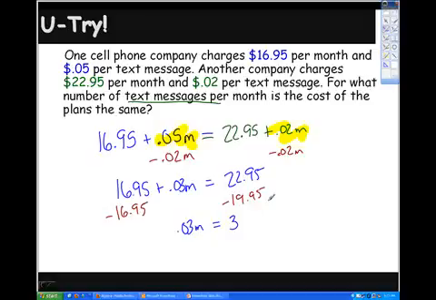So m, let's see, if I want to get m by itself, I need to divide by this 0.03. If we take 6 and divide by 0.06, the result is going to be 100. So it's going to take 100 text messages to make those plans equal.